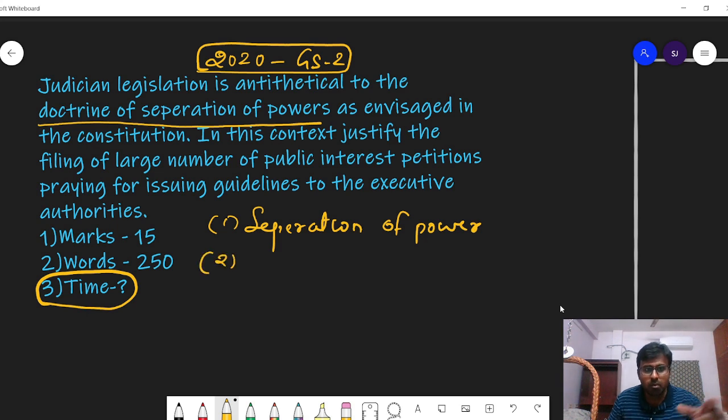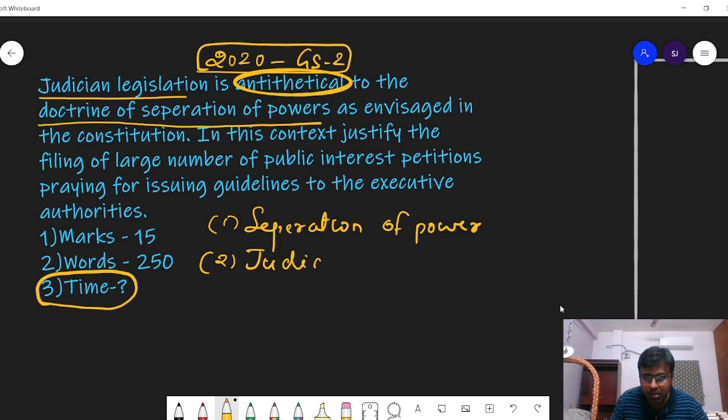Second, what they are saying is that judicial legislation is antithetical, and sometimes UPSC will ask some kind of tough words. It is basically judicial activism. Let us have that, or judicial legislation. Whatever you would have studied it as, judicial activism. What is antithetical? This is a kind of tough thing in the UPSC hall. We might not know the exact meaning of this.